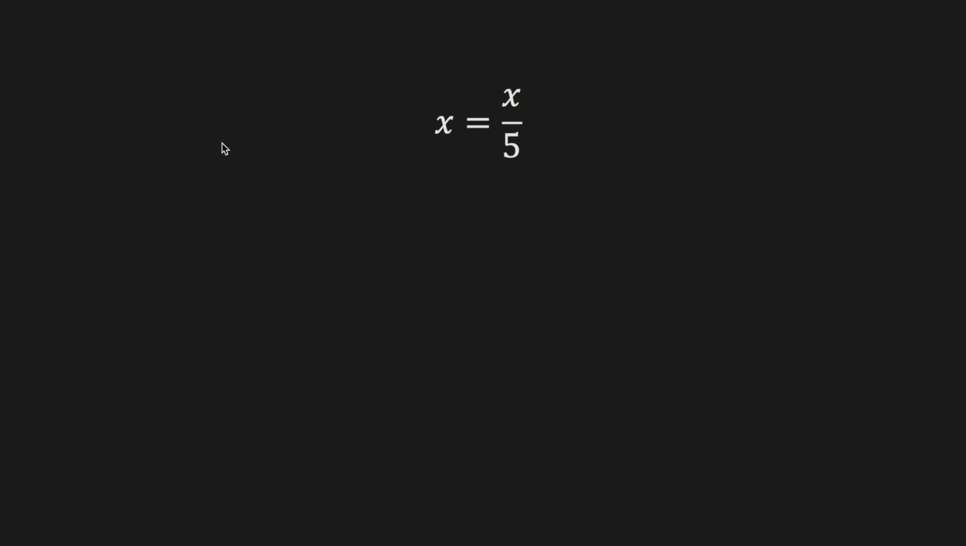What's the solution to this equation? x is equal to x divided by 5. Let's first multiply both sides of the equation by 5. On the left we get 5x, and on the right these 5's cancel. So we get 5 times x is equal to x.